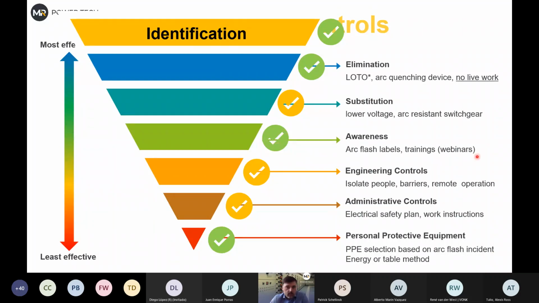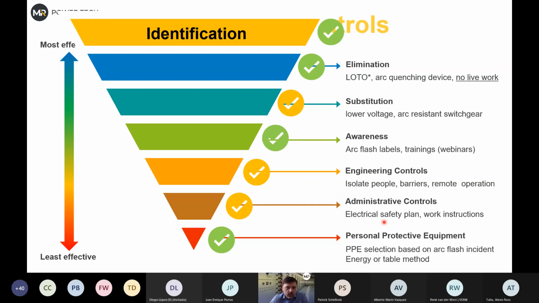Awareness. So we should have training for sure. And like today we do webinars, so we create more awareness. And ACFAS labels are a way of communicating and providing information about the hazard. Engineering controls. This is very site specific because it means isolate people from the hazard, put some barriers, remote operations. And it very much depends where we are and how it's possible. So what we can do.